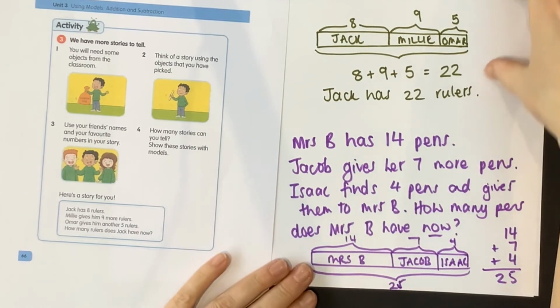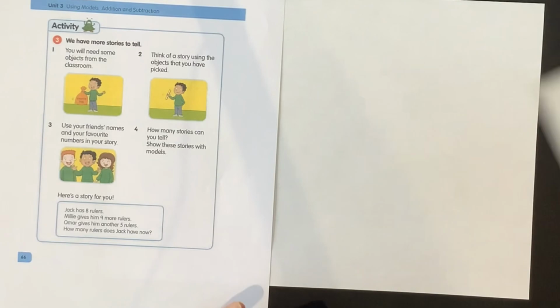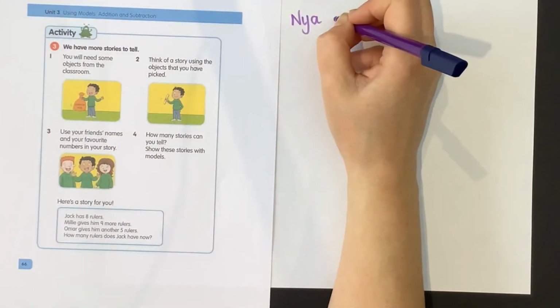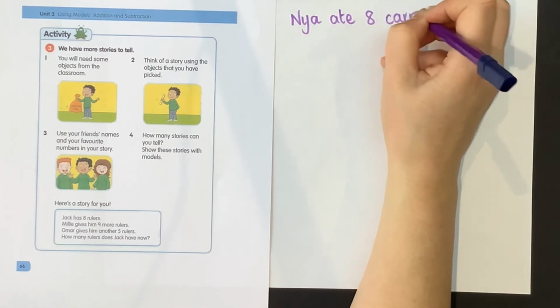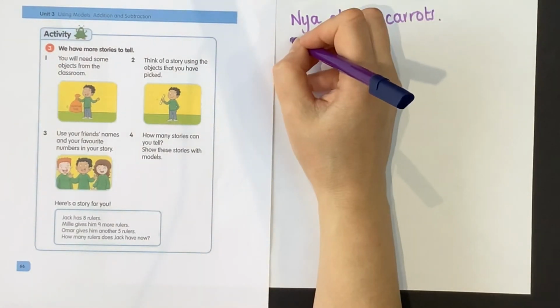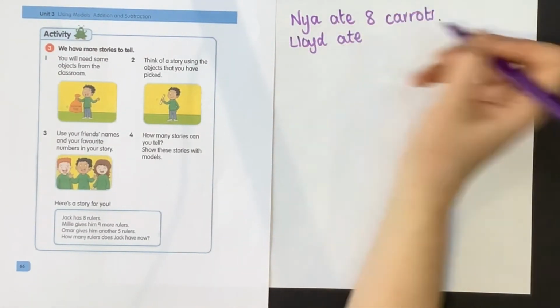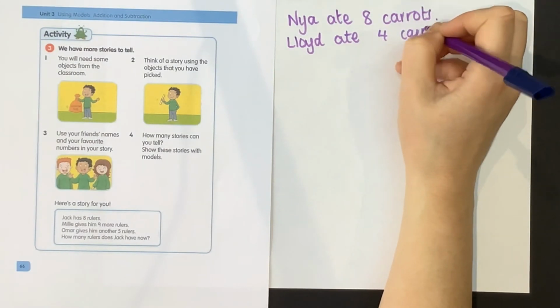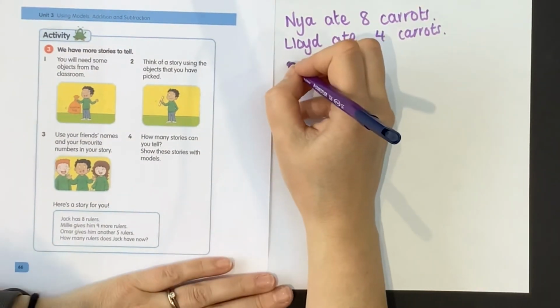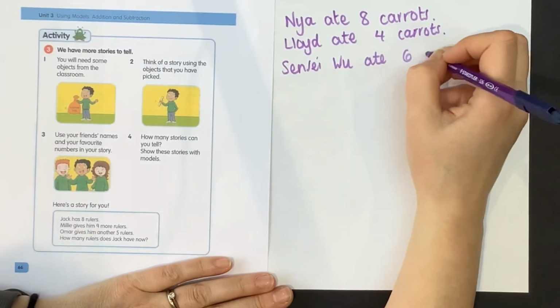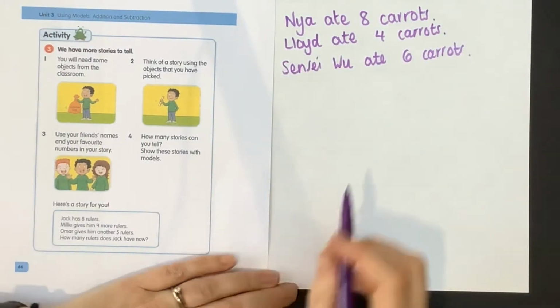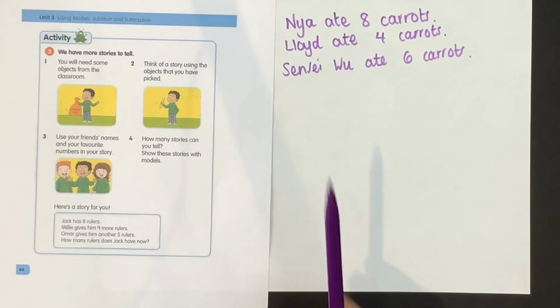Right, now you're going to do one. So I'll make up the problem again for you. So my problem is going to be using my rabbits and guinea pigs and carrots because that's what they like to eat. So Nia ate 8 carrots. Lloyd ate 4 carrots. And then Sensei Wu ate 6 carrots. So I want us to work out how many carrots they ate all together.